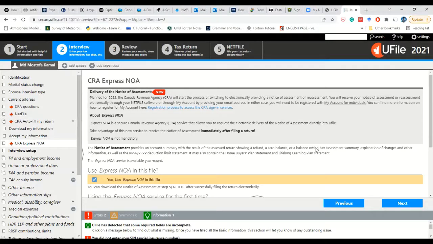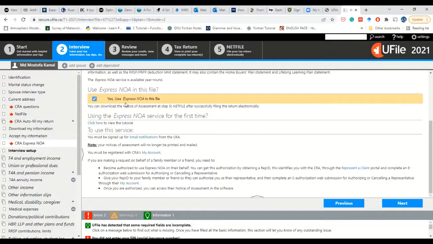Either the Canada Revenue Agency can send an email, which will be faster, or they can send it by post. As we know, sometimes we students change our address from one academic year to the next, so I always recommend electronic communication as the first choice, as the best one. So here, use the express notice of assessment in this file. Yes, use this one.